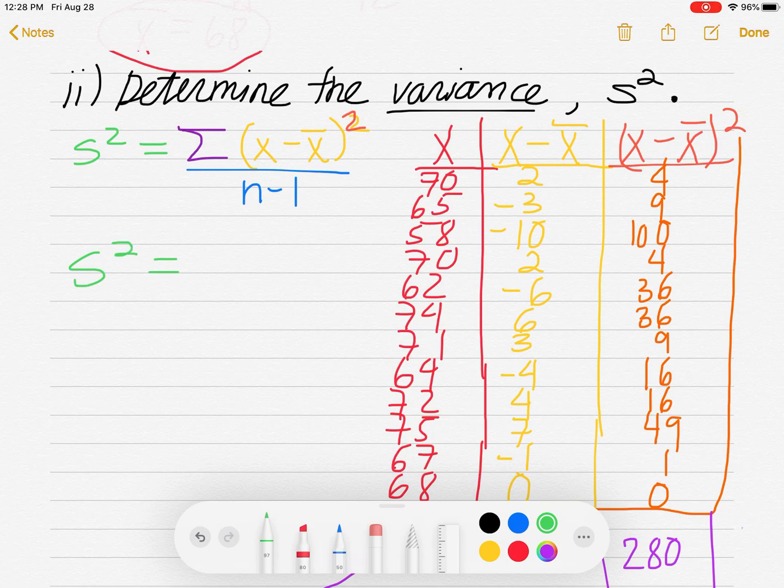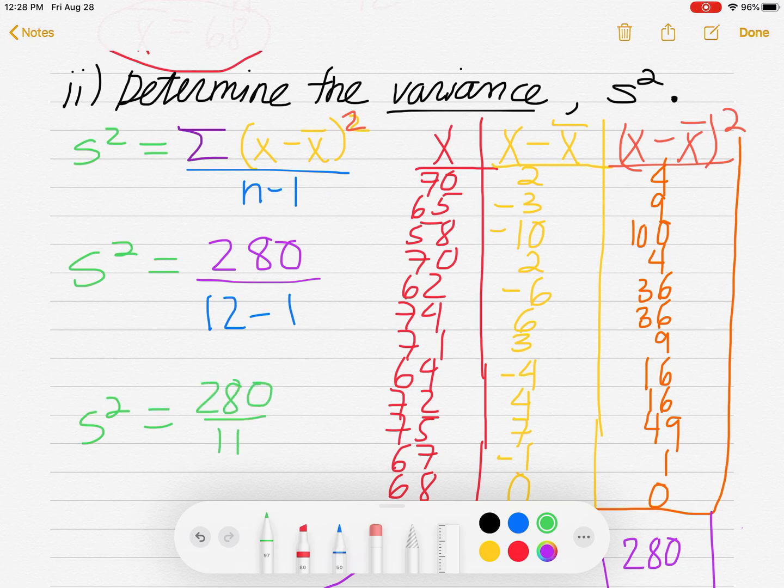I've got s squared. That sum we just found is 280, so we're going to write the number 280 on top. And on the bottom, we're going to do n minus 1. Remember, n was 12 because there are 12 data values here, so 12 minus 1. So s squared is 280 divided by 11, which is 25.4545 repeating.